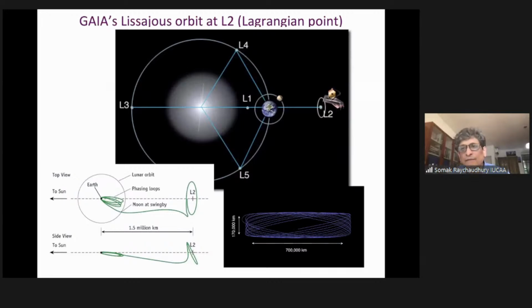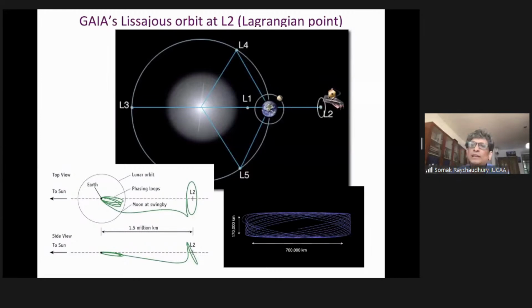And they have slightly different properties from each other. In some of these points, and any standard dynamics textbook will actually explain this to you, a test object that is resting there will be in stable equilibrium, and in some of these it will be in unstable equilibrium, which means that if there is a perturbation, it can drift off, whereas in stable equilibrium, if there's a perturbation, it can come back to the original position.